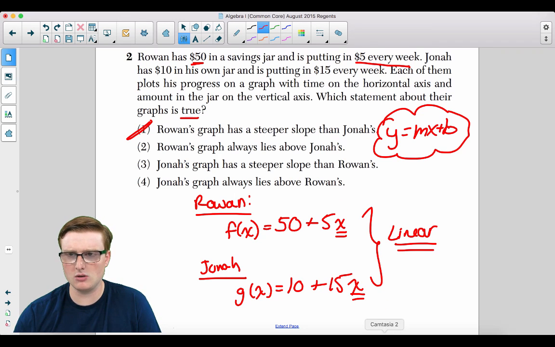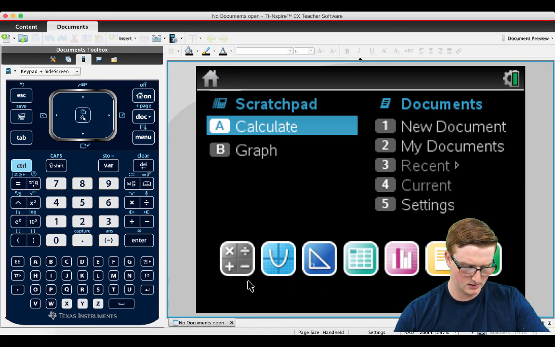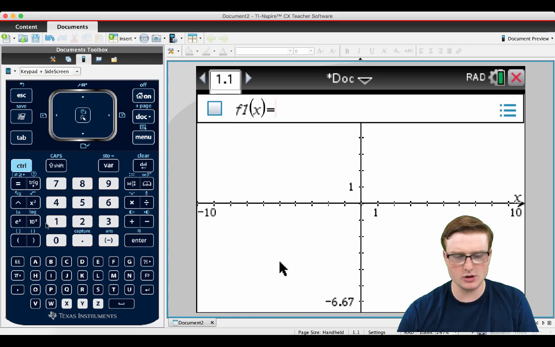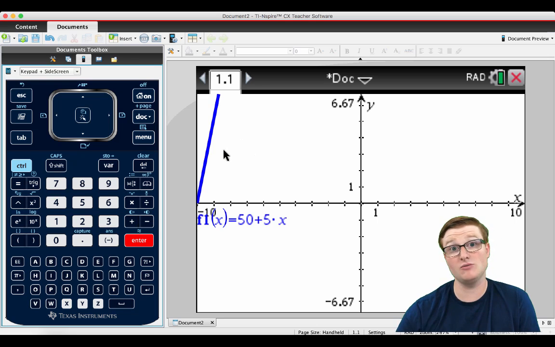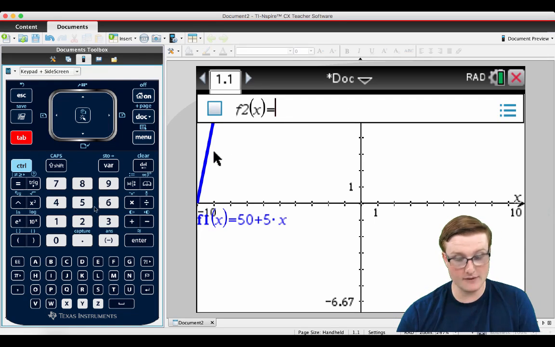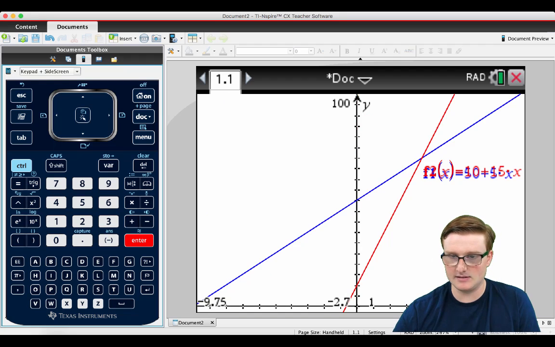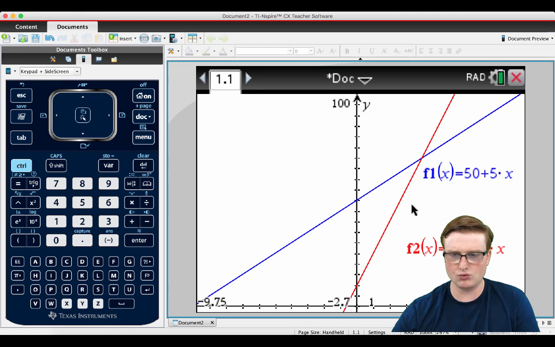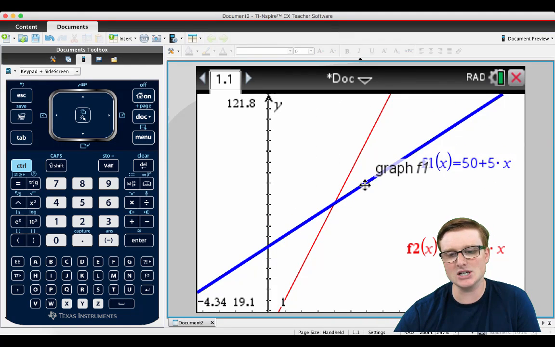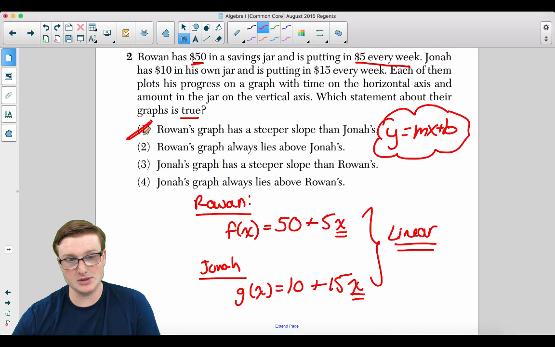Rowan's graph always lies above Jonah's. Well, no, because if I were to actually graph these, let's see, I'm going to graph Rowan's function, which is 50 plus 5x. And if I were to graph Jonah's, which is 10 plus 15x, what they're saying here is that Rowan's graph always lies above Jonah's. So Rowan's is the blue. No, right here, Rowan starts to go below Jonah's graph. So that makes absolutely no sense.